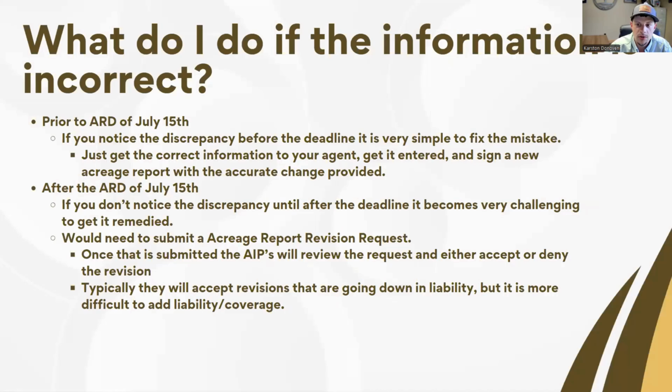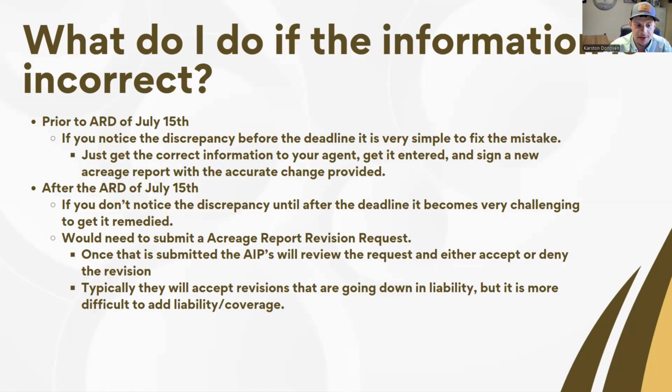So let's say you do find that there is a discrepancy on your schedule of insurance or in your acreage report, you can look at it two different ways. If you find it before the deadline of July 15th, you get that information in early, you review it, and you find it before July 15th, it's pretty easy to fix. Just get the correct information to your agent, get it entered in, have you both sign it and submit it, and it's as easy as that.